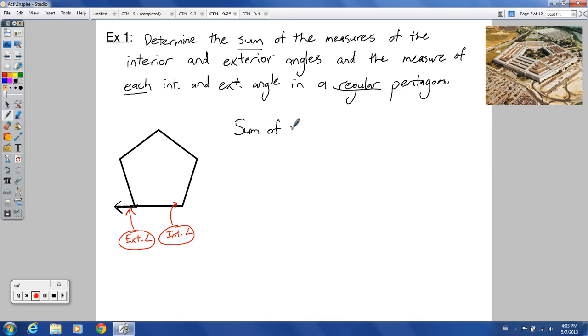So what is the sum of the interior angles? We're just doing the n minus 2 times 180. So we have 5 minus 2, not times 2, but minus 2 times 180. That would be 3 times 180, which would equal 540 degrees.